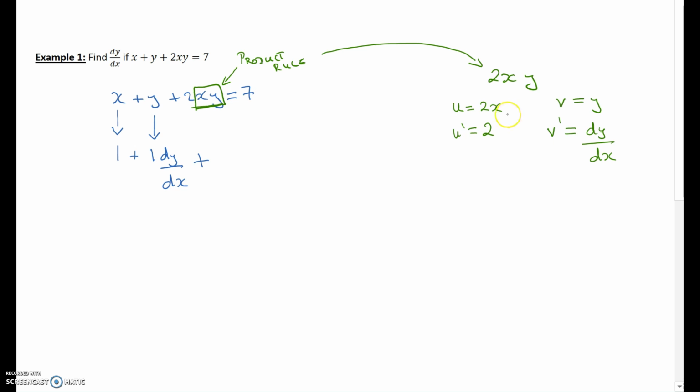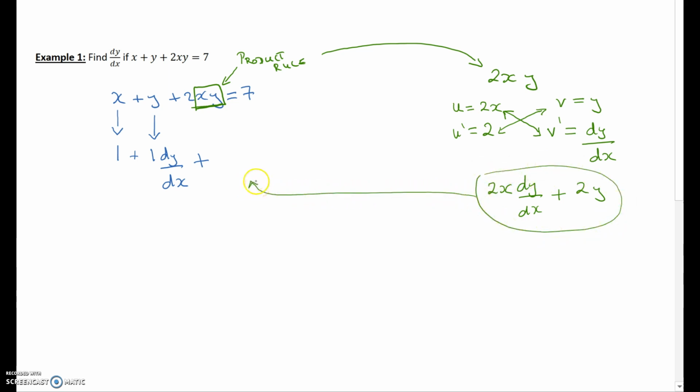Now, remember how the product rule operates. You have this sort of x pattern, u times v prime plus v times u prime. So that would be 2x dy/dx plus 2y. And we can take all of that and let's bring it back over here. So plus 2x dy/dx plus 2y. Okay, so that's the product rule part of it.